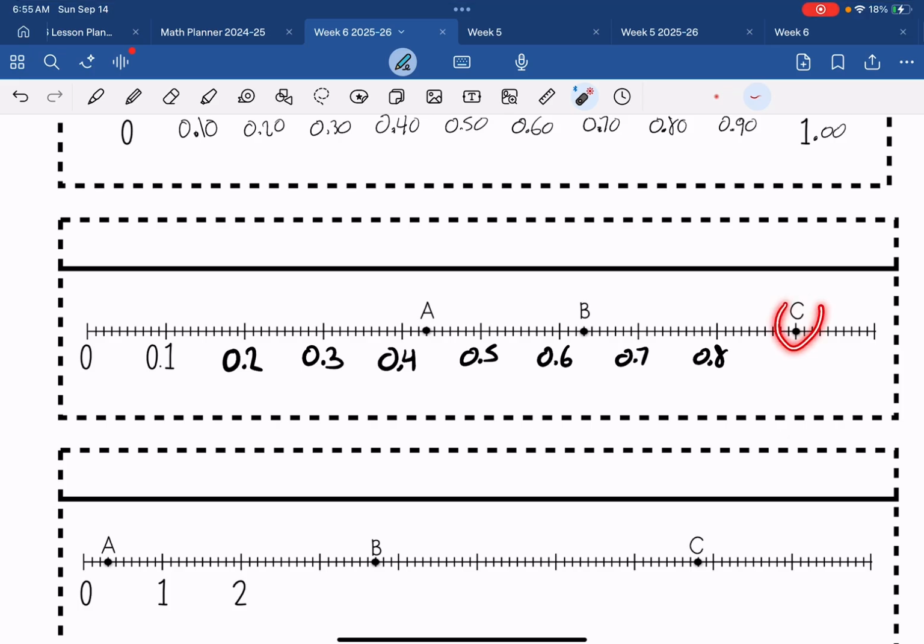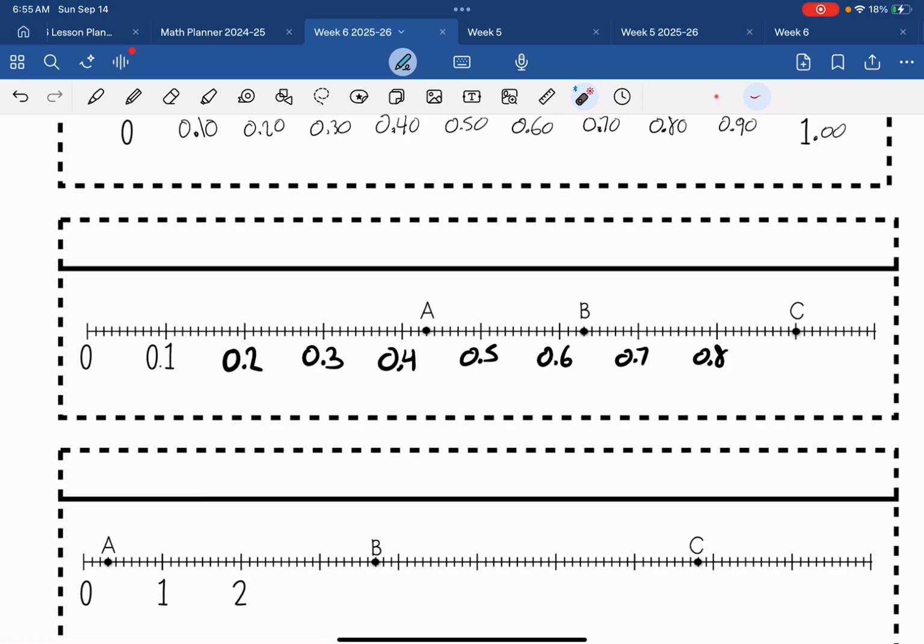I'm actually not going to help you with this one. I'm going to leave this one blank. But tomorrow, when I look at your notes, you're going to show me this part right here. Let's see if you can get this one right. All right, so we are done with the tenths.